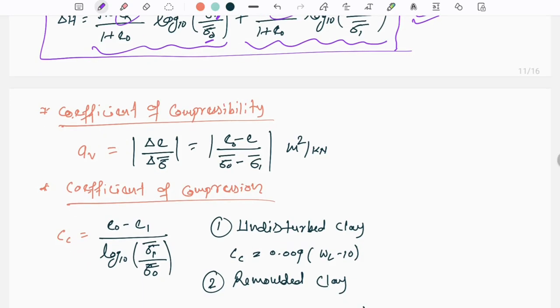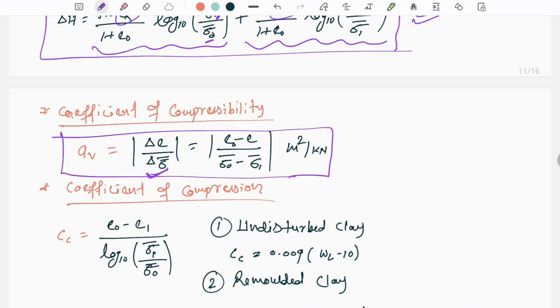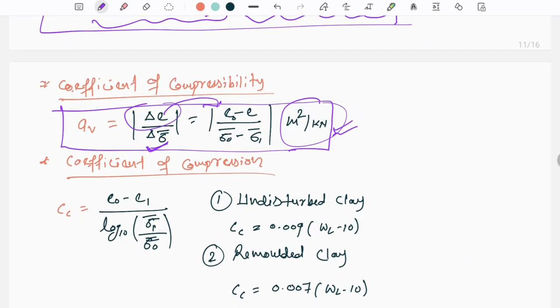Next is the coefficient of compressibility, AV. AV is equal to the ratio of change in void ratio to the change in stress. Void ratio is a unitless quantity, so its unit is that of stress in the denominator, so it is meter square per kilonewton. Sometimes this expression is also asked in the objective examination. Rewriting this equation, del E means E naught minus E1, and del sigma bar means sigma naught bar minus sigma 1 bar, meaning initial minus final.